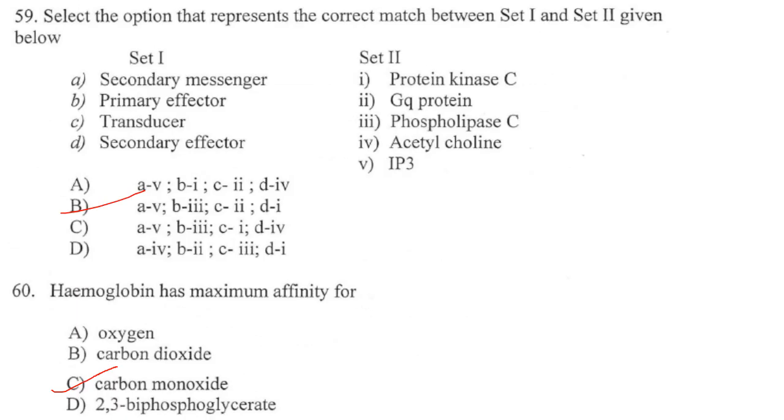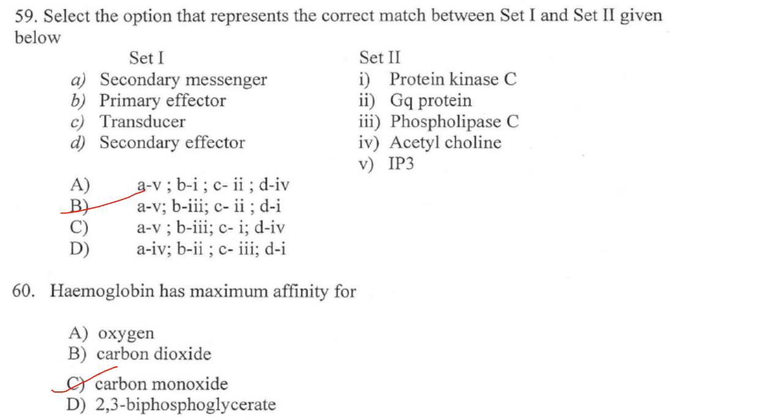Then next one. Select the option that represents the correct match between set 1 and set 2 given below. Secondary messenger. It is IP3. A5. There are so many A5. Okay, D alone we can eliminate. Then primary effector. Now primary effector will be B3, I think. Phospholipase C. Okay, B3 is present in B and C. A can be eliminated. Transducer. Transducer is Gq protein. Okay, so B is your answer. Transducer is Gq protein. Secondary effector is protein kinase C. Answer is option B.